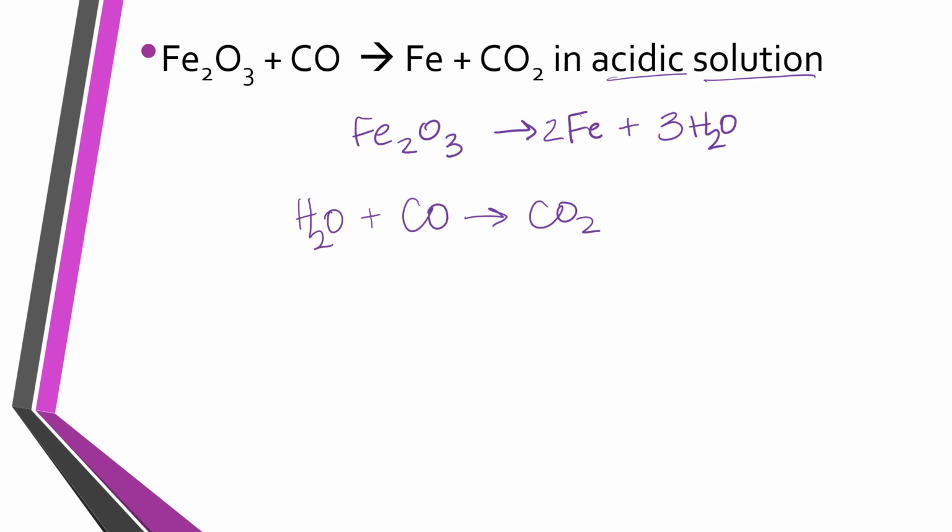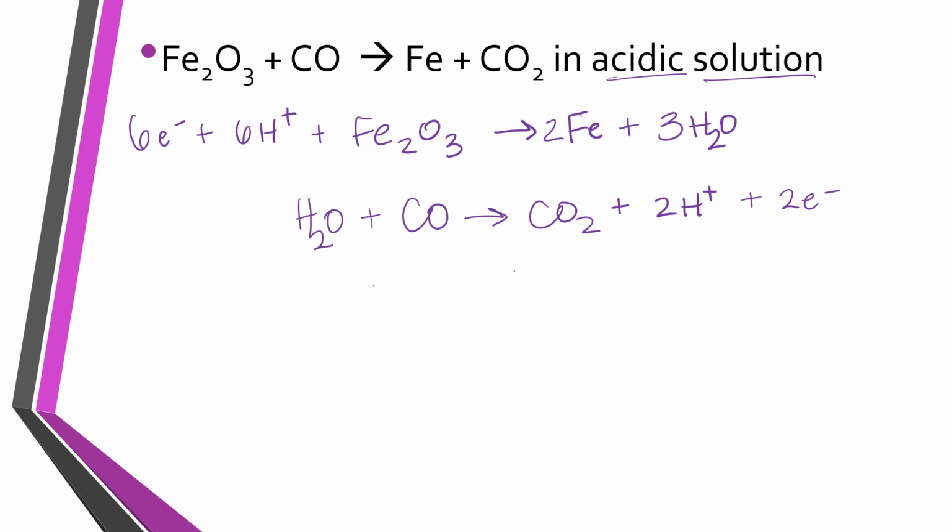Now that I have 6 hydrogens on the right-hand side, I got to balance that with 6 hydrogens on the left-hand side. Down the second reaction, I have 2 hydrogens on the left, so I need to balance that with 2 hydrogens on the right. Now I need to balance my charges. On the left-hand side, I have 6 plus and 0, so I'm going to have to add 6 electrons over here to balance that out. In the bottom reaction, I have 0 on the left and a +2 charge on the right, so I'm going to add 2 electrons to balance that out.